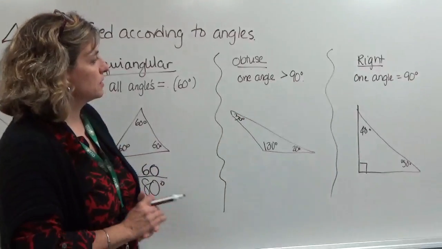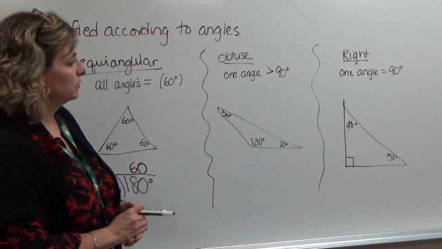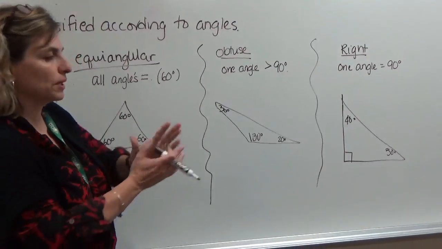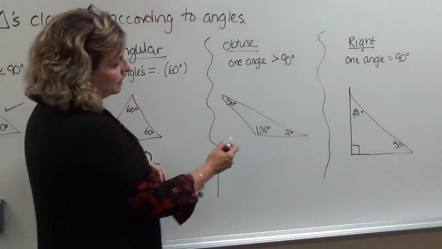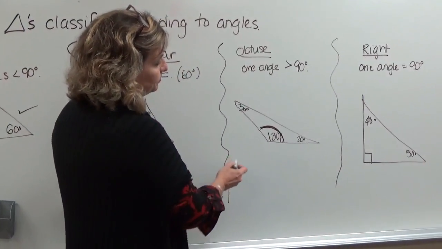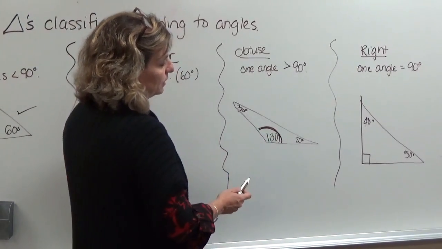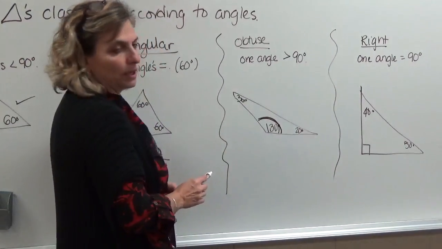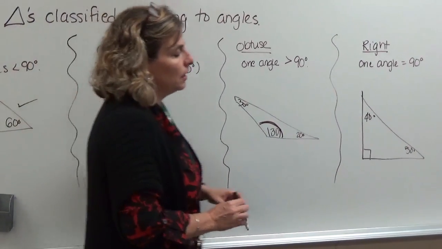Okay, then we've got something called an obtuse triangle. Obtuse means that there's one angle bigger than 90 degrees, so we're going to have a really big angle. In this triangle, you've got this really big angle that's 130 degrees. When you add them all up again, they'll equal 180. But the obtuse means bigger than 90 degrees.